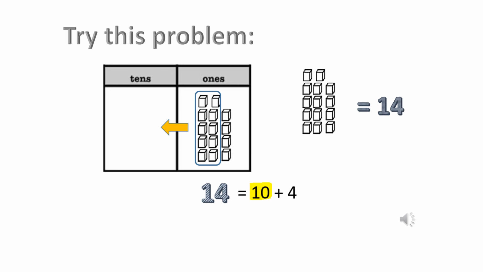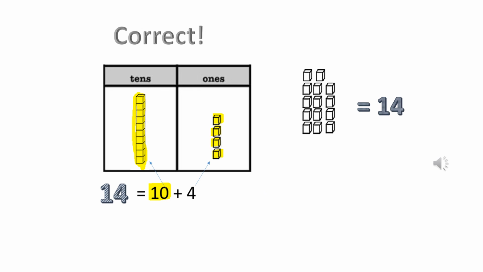You can see that I've counted 10 little cubes, and those 10 cubes are ready to go into the tens place as one 10-stick. So there are 4 left over, and those 4 will stay in the ones place. This is the correct picture to show 14.